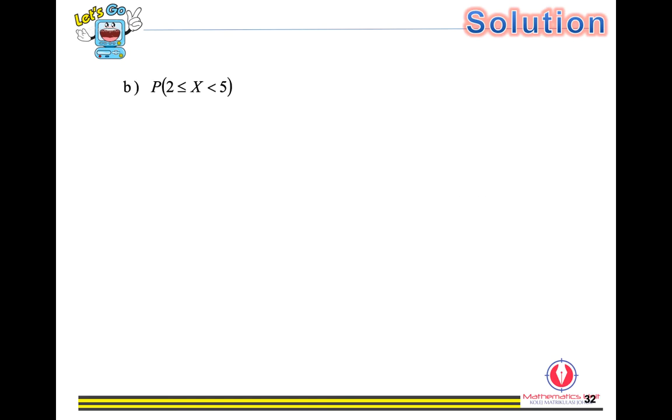For P(2 ≤ x < 5), first, for this question, we see that we don't have an equal sign here. It's easier if you rewrite this and put an equal sign. So less than 5 means it is less or equals to 4, so we write P(2 ≤ x ≤ 4). Then we can write it as P(x ≥ 2) minus P(x ≥ 5). By referring to the table, we may find the value of the probability of these two, and then the answer will give us 0.3048.